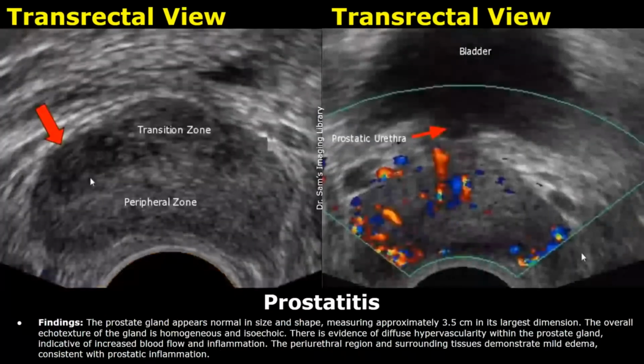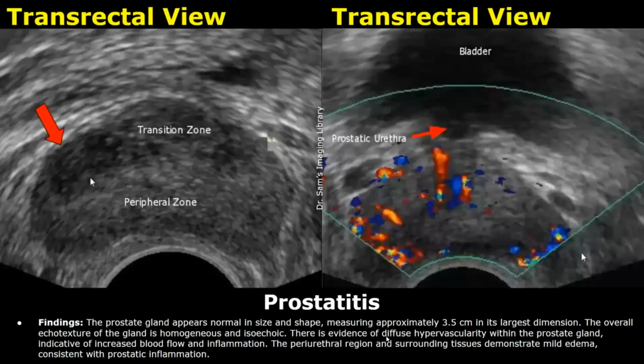This is a case of prostatitis. In the findings, you can first write the size of the prostate, and then you can write about the overall echo texture. In this example, it was homogeneous and isoechoic.